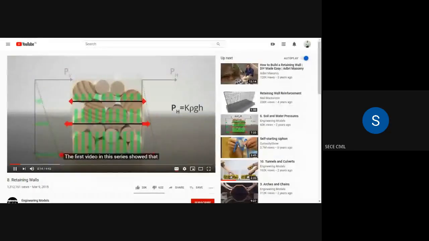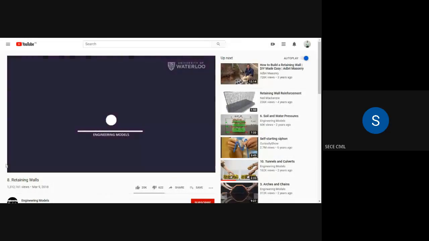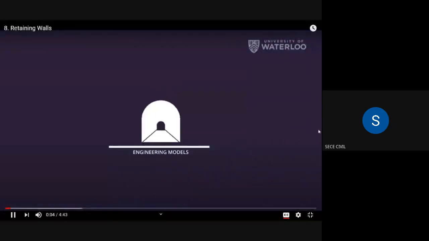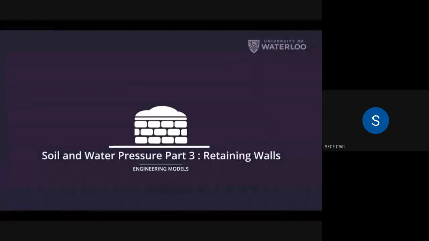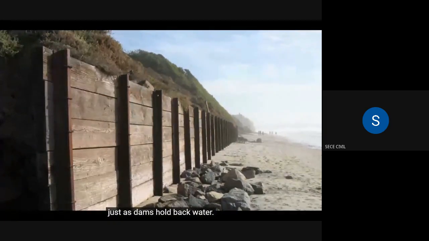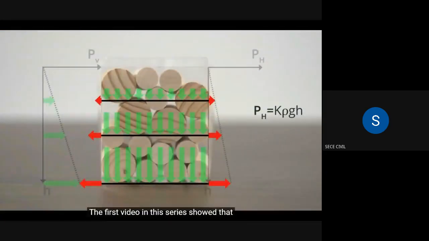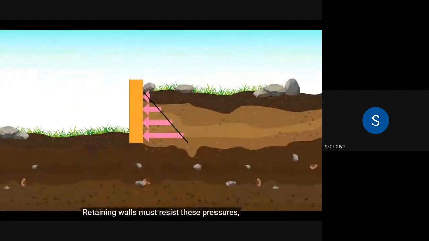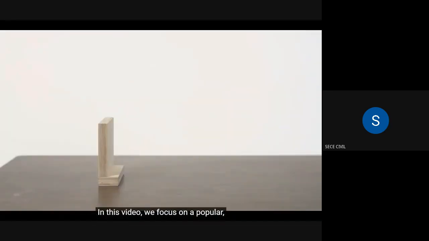Retaining walls serve the important role of holding back soil and rock, just as dams hold back water. The first video in this series showed that granular materials such as soil and rock generate horizontal pressures that increase linearly with depth. Retaining walls must resist these pressures, and many strategies exist for doing so. In this video, we focus on the popular L-shaped cantilever design.